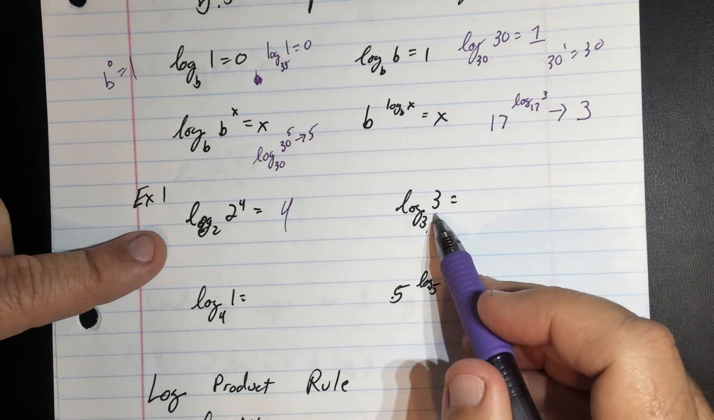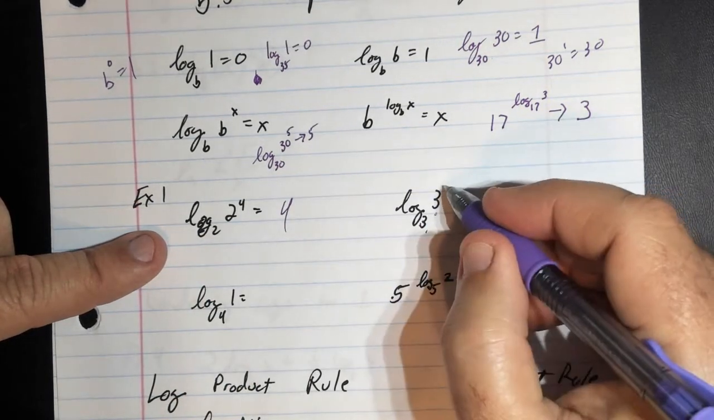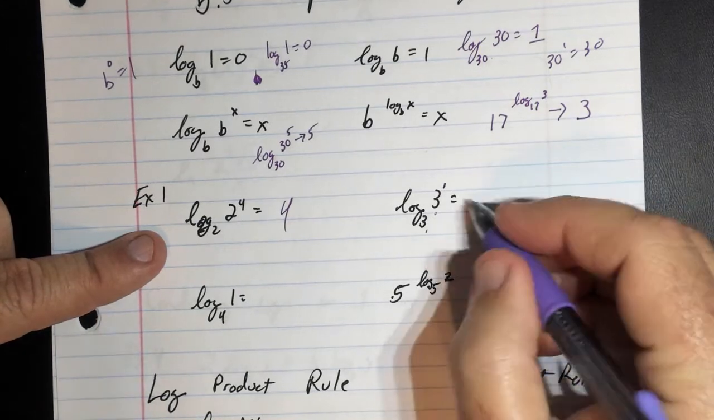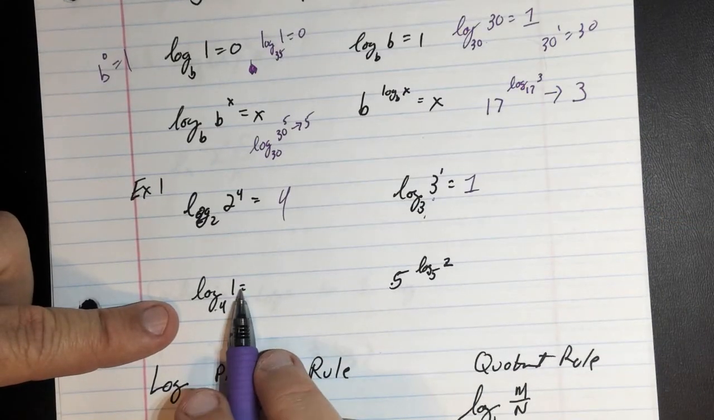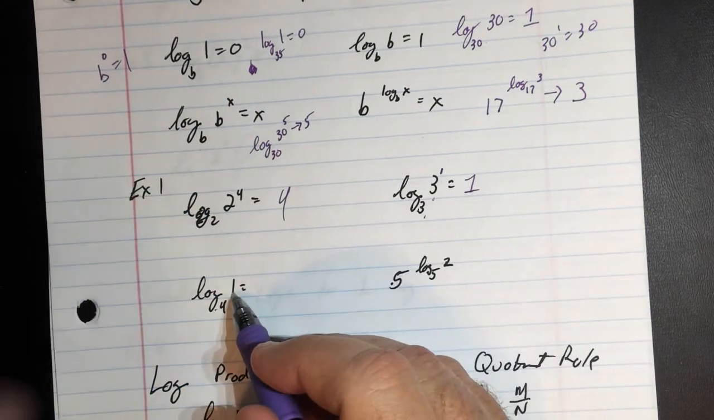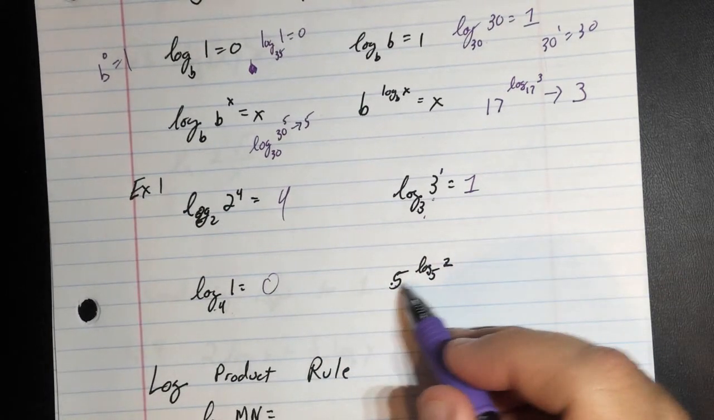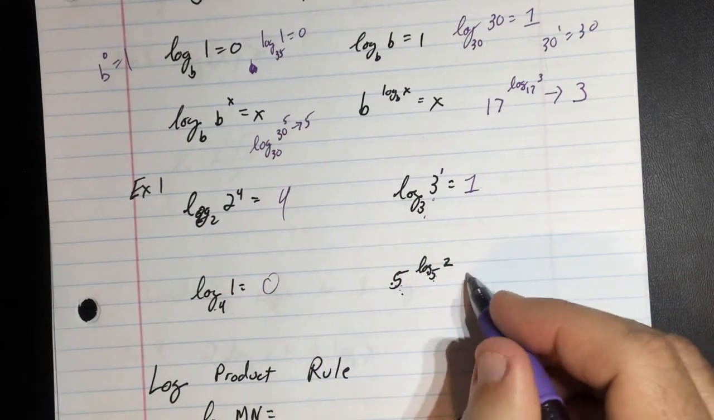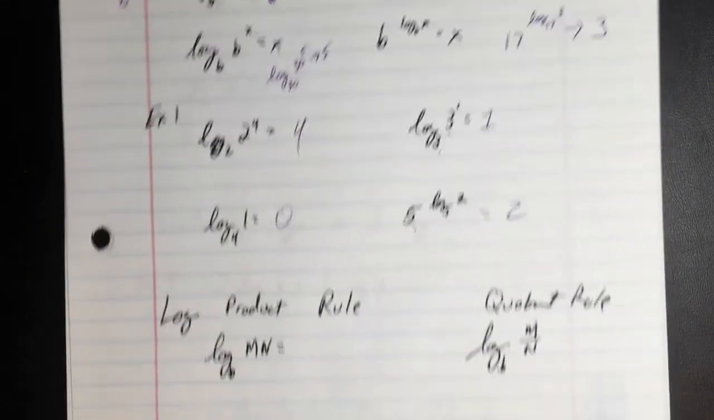Log base 3 of 3. These two numbers are the same, and basically the same problem. What's the exponent here? The exponent's 1, right? The answer is 1. Log base 4 of 1. Well, that's going to fall into this first one here. Anytime this number is a 1, the answer has to be 0. And then if these numbers match up, the answer is the exponent, 2. So those are some basic log problems.